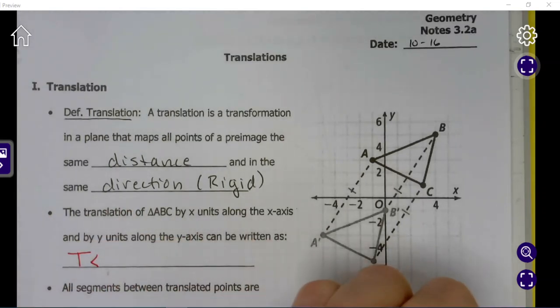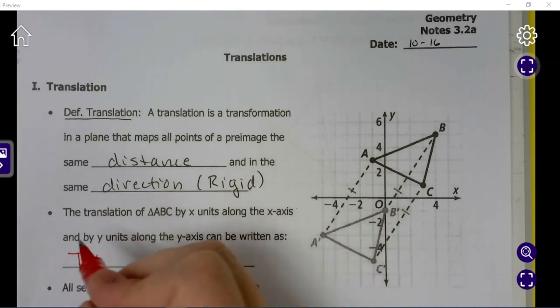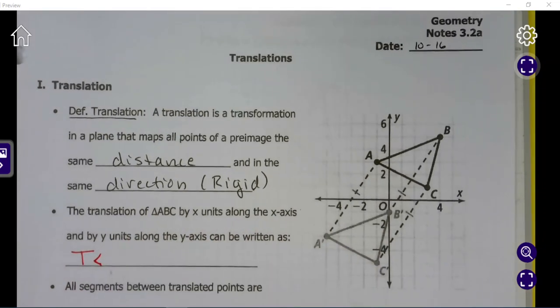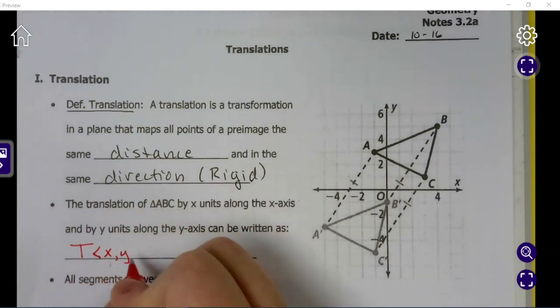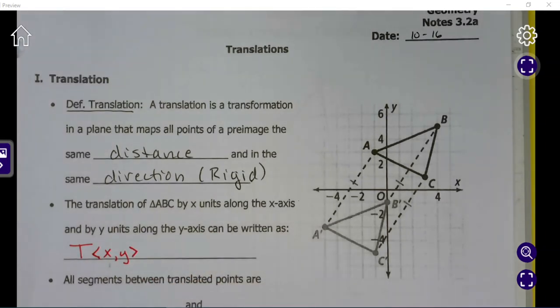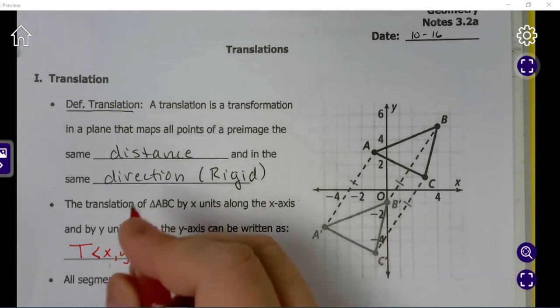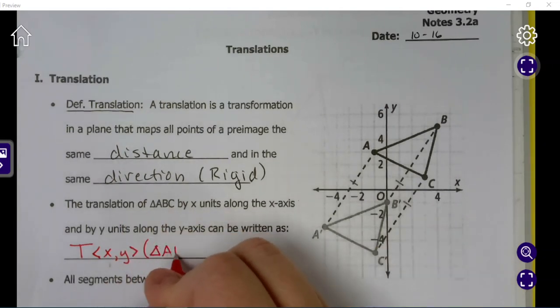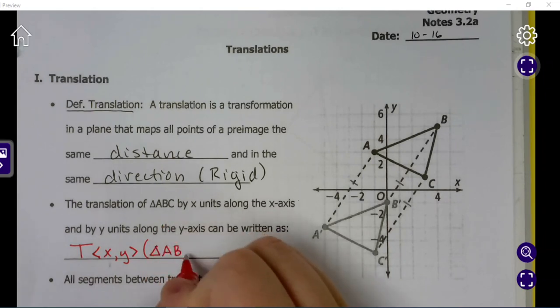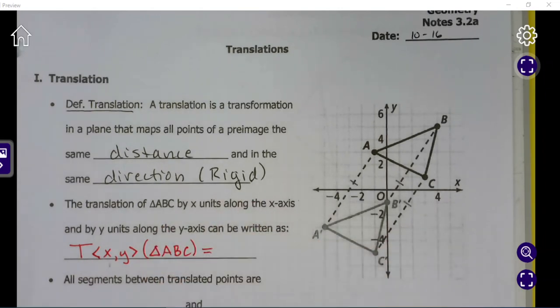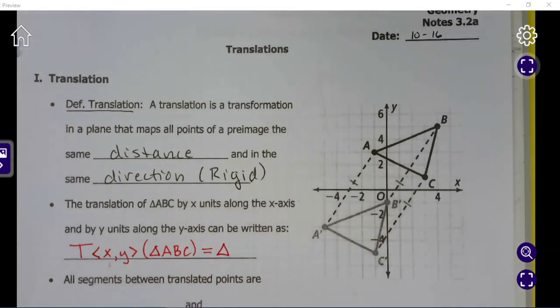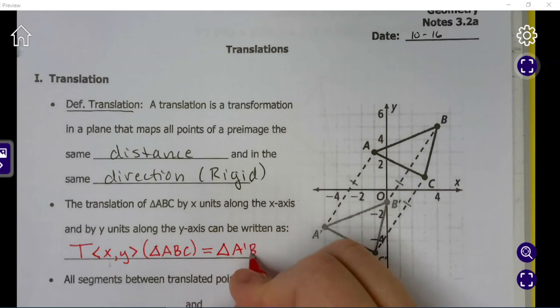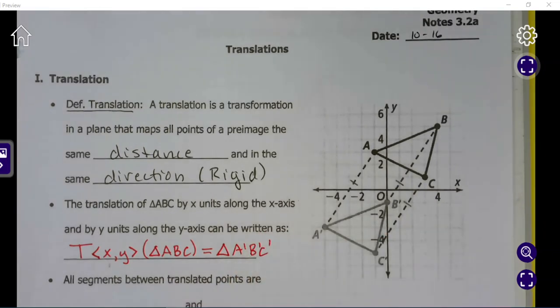So your x and your y become a vector. Vector notation are brackets that are pointy. And vector notation tells you how to move the x and how to move the y. So the minute you see vectors, you got to think translation. And then just like for reflection in parentheses, in this case, you translate triangle ABC, and then an equal sign, and then on the other side, it's still the same shape because this is rigid, but you give it primes, A prime, B prime, C prime.